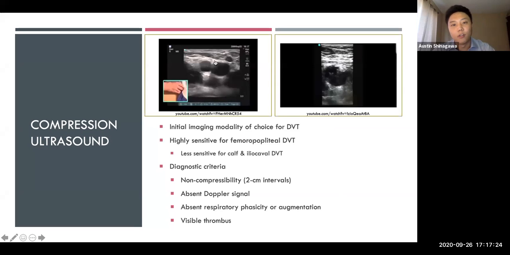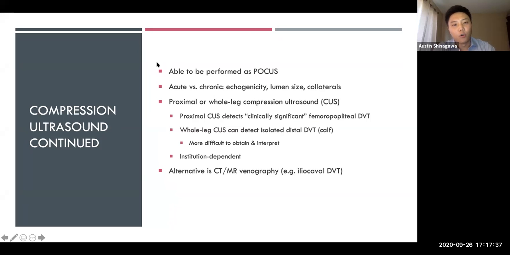It looks like we won't be able to, but this is just a video of a normal vein, and then you can kind of see the clot here in the femoral vein. So compression ultrasound can be performed at the bedside as POCUS or point of care ultrasound. You can also distinguish whether there's acute or chronic clot based on certain characteristics like echogenicity, lumen size, and presence of collaterals. You can also do different types of ultrasound.